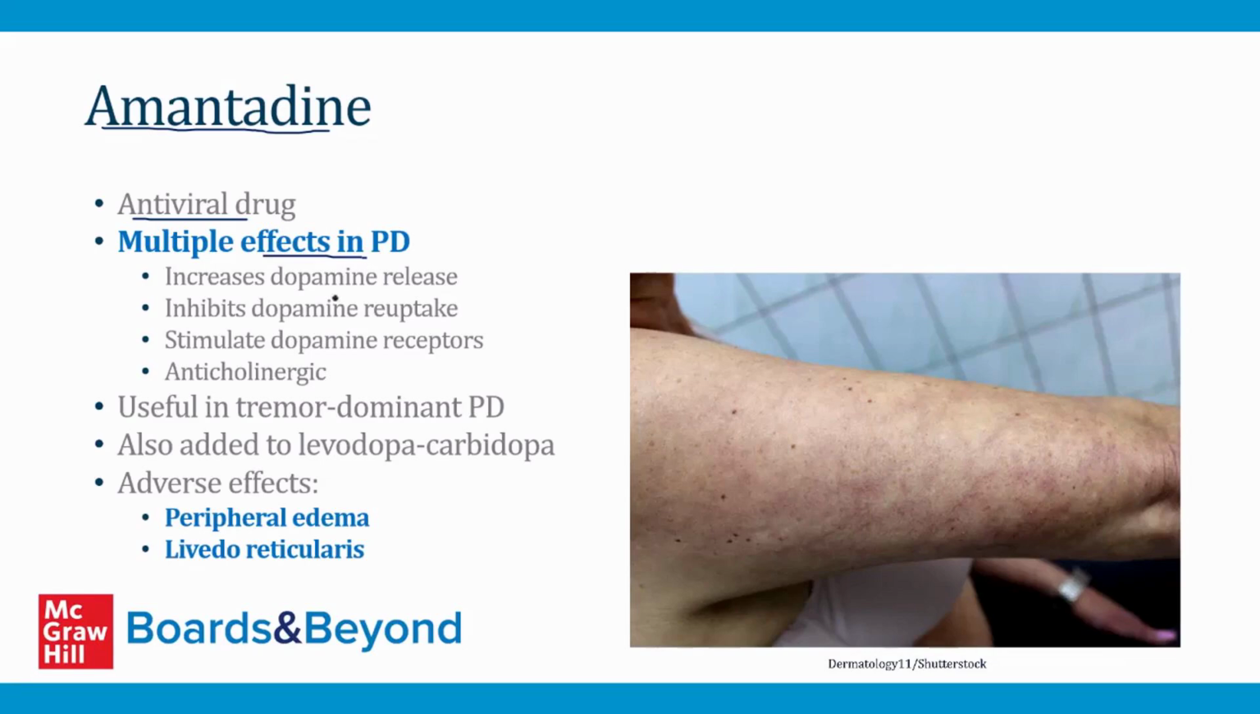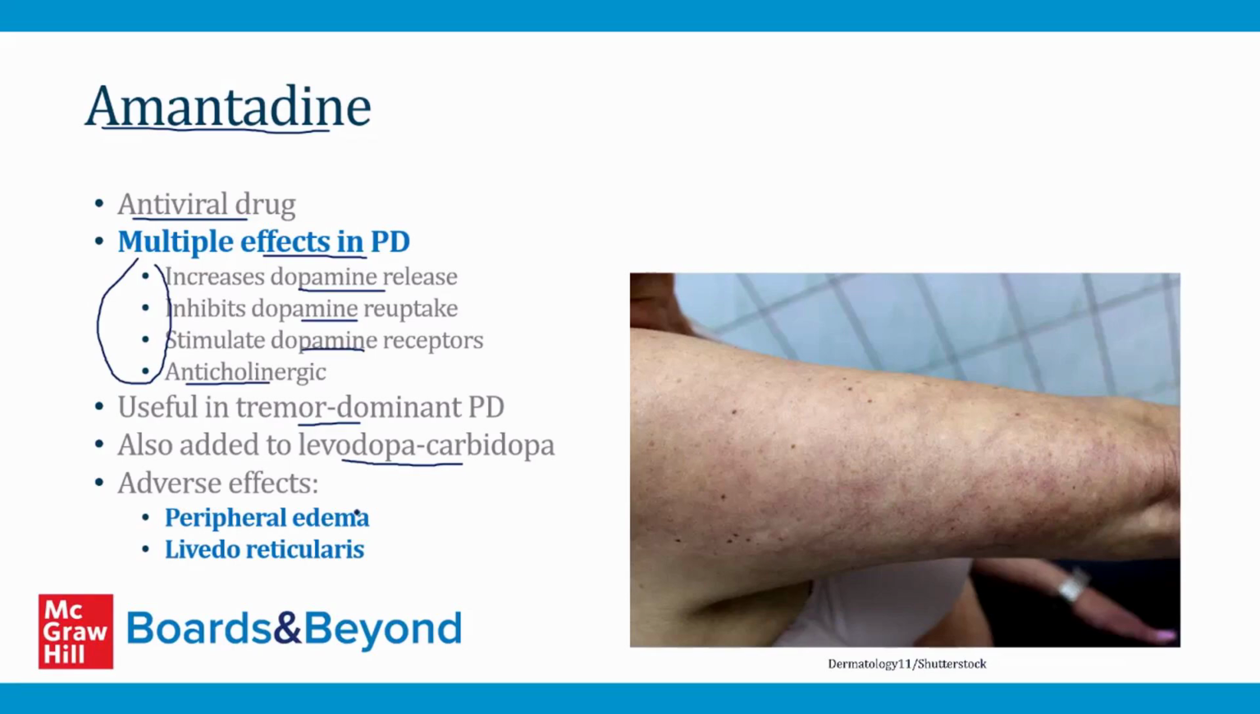Some of the things it's been shown to do are increase dopamine release from neurons, inhibit dopamine reuptake. It also stimulates dopamine receptors, and it even has some anticholinergic effects like we talked about in the last slide. So for all of these reasons here, this drug can be used to treat patients who have tremor-dominant Parkinson's disease. It can also be added to levodopa-carbidopa therapy for any patient with Parkinson's disease.